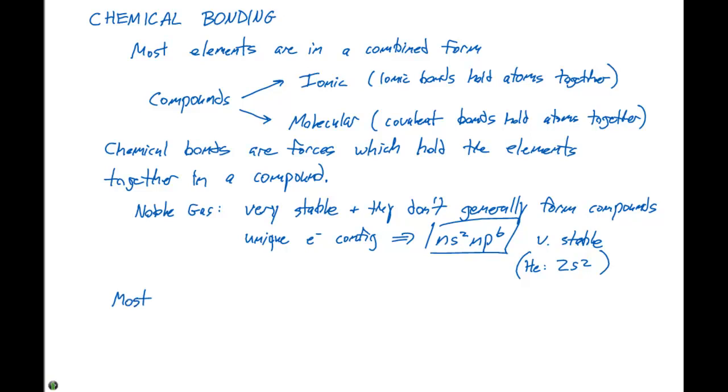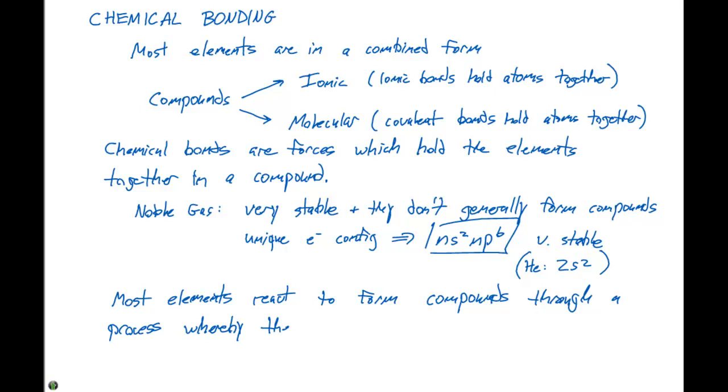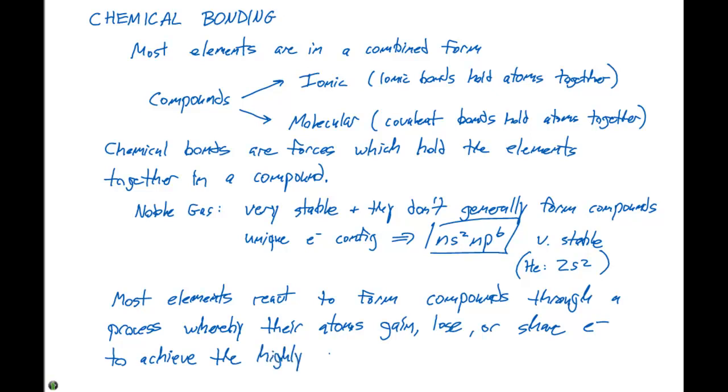So most elements react to form compounds through a process whereby their atoms gain, lose, or share electrons to achieve the highly stable electron configuration of a noble gas.